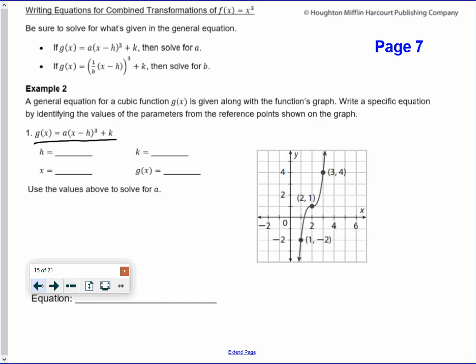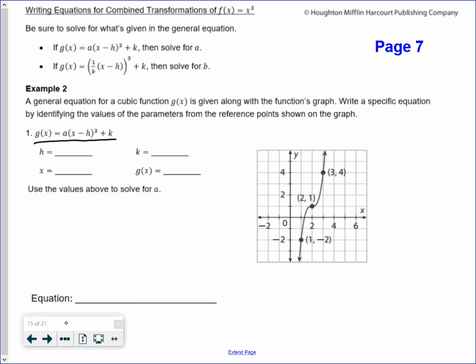So let's go back to number one. And there's going to be kind of two ways to solve both of these. It's just because solving for a is always going to be much easier, just because the a is not inside the parentheses, is not being cubed. So solving for a is always going to be much easier than solving for b.